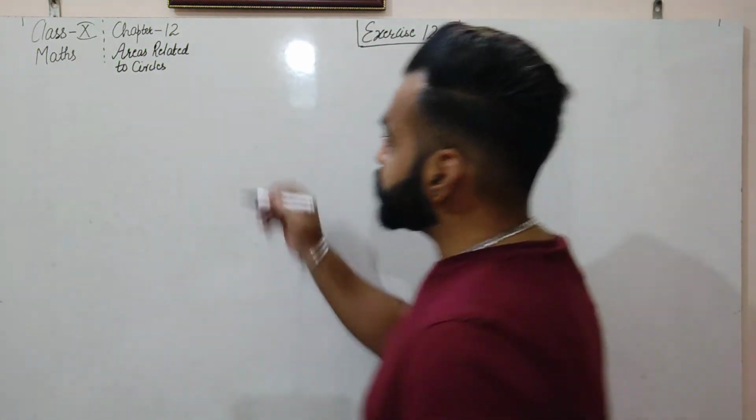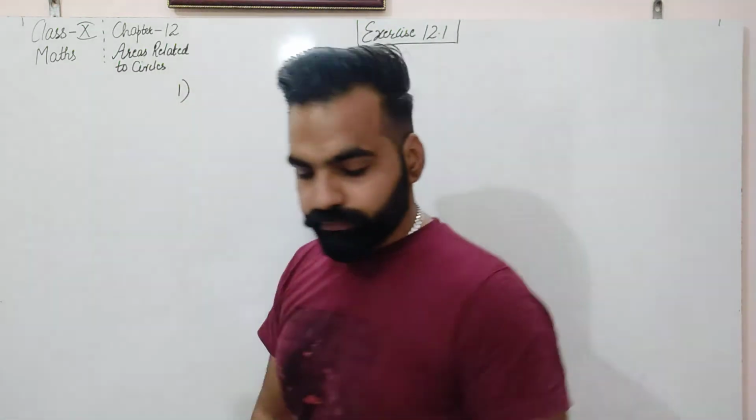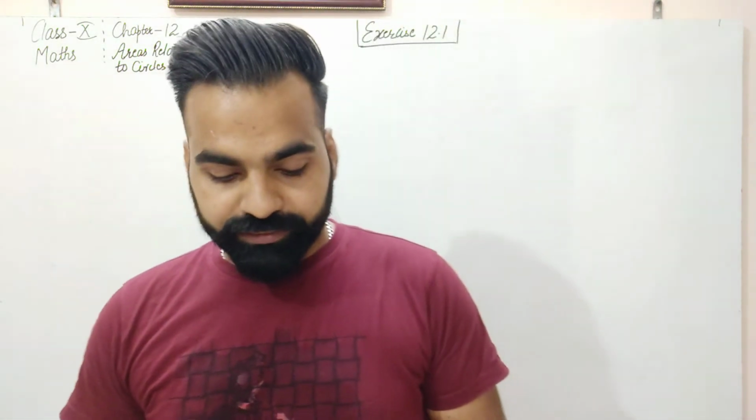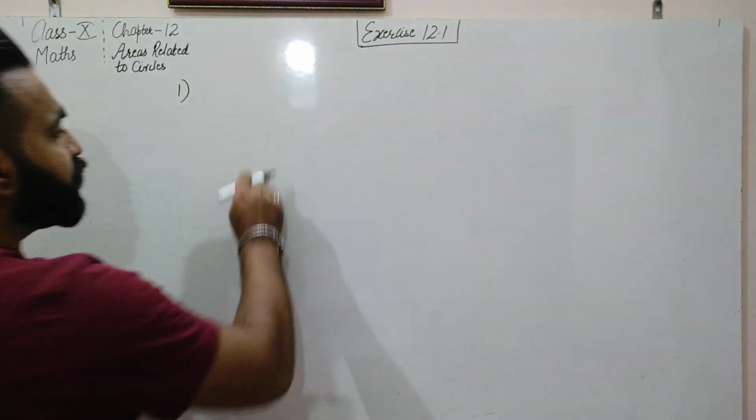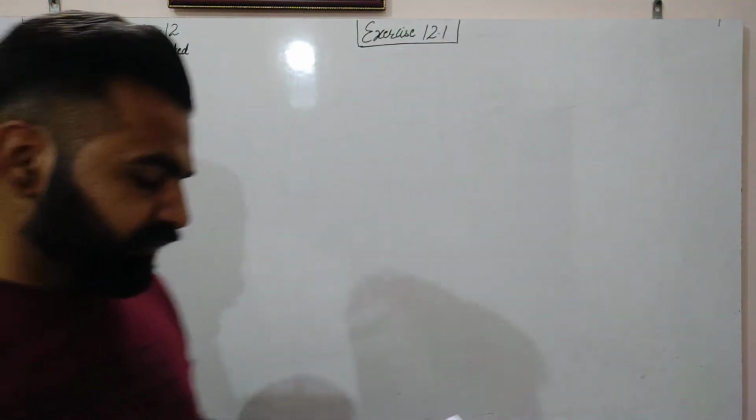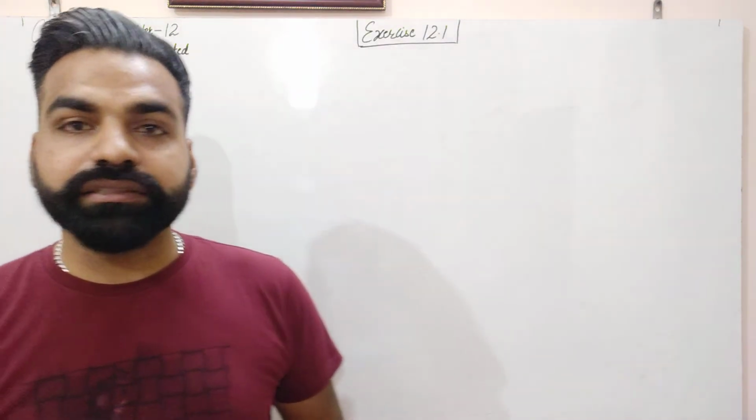So let us see the first question of the exercise. The radii of two circles are 19 centimeter and 9 centimeter respectively. Find the radius of the circle which has circumference equal to the sum of the circumferences of the two circles. So basically there are two circles whose radii are given. First is 19 and the other is 9.